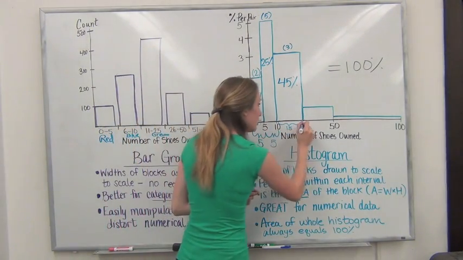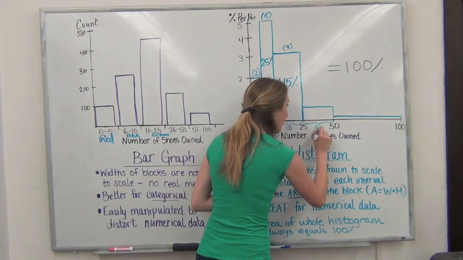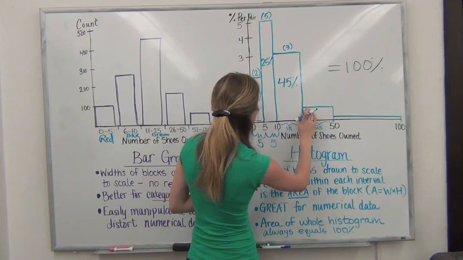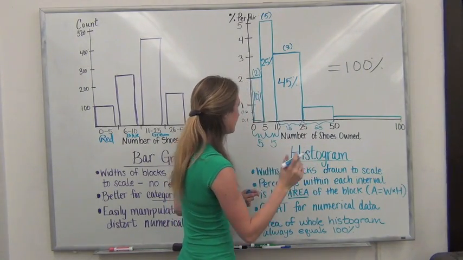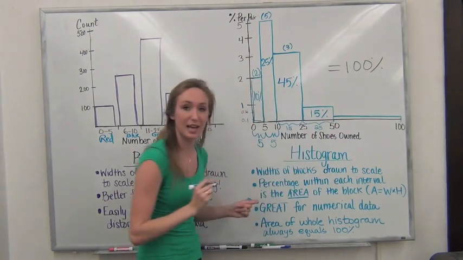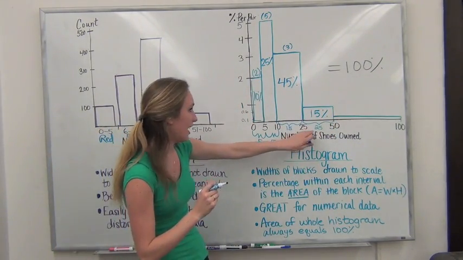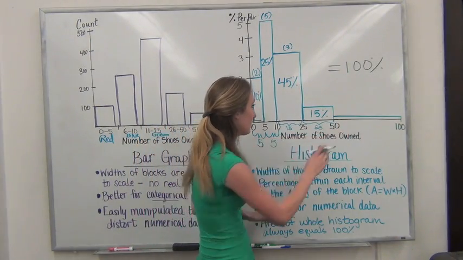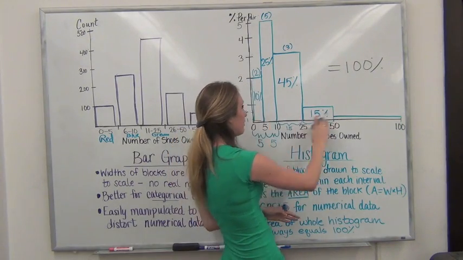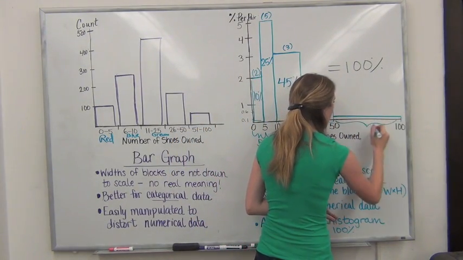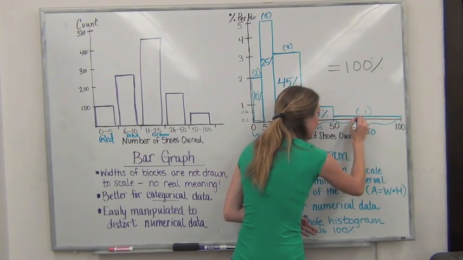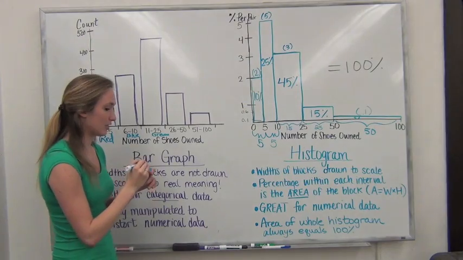The next interval, 25 to 50, is 25 pairs of shoes long. And it goes up to a height of 0.6, I believe, which gets me 15. So 15% of the class has between 25 and 50 pairs of shoes. And last but not least, we have this long 50 shoe pairs interval that goes up only 0.1. So our width is 50, our height is 0.1, which gets us an itty bitty 5%. Right there is our last one.